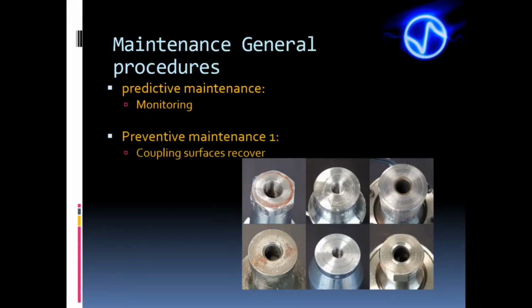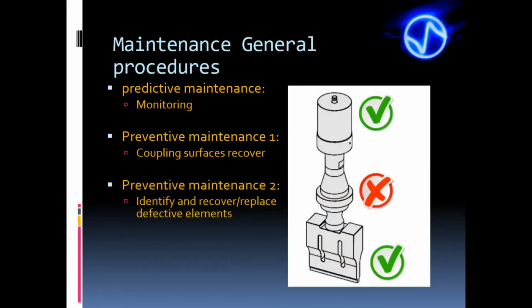The goal here is to correct the surface defects caused by the degradation of the elements' interfaces and loss of coupling, in order to restore the stack. The last subject is Preventive Maintenance 2, covered in Class 3. Preventive Maintenance 2 is performed when Preventive Maintenance 1 was not sufficient to refurbish the stack. In Preventive 2, the goals are: first, to identify the defective element, the converter, booster, or sonotrode. Second, to refurbish the element when possible, or, in more severe cases, replace the element.